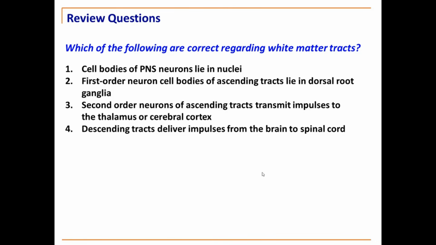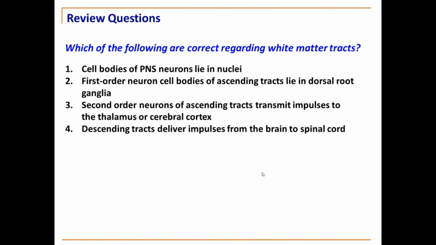So a nice little question for you to finish off on. Which of the following are correct regarding white matter tracts? The cell bodies of peripheral nervous system neurons lie in nuclei. That is obviously incorrect. The cell bodies of CNS neurons lie in nuclei. The PNS ones lie in ganglia.